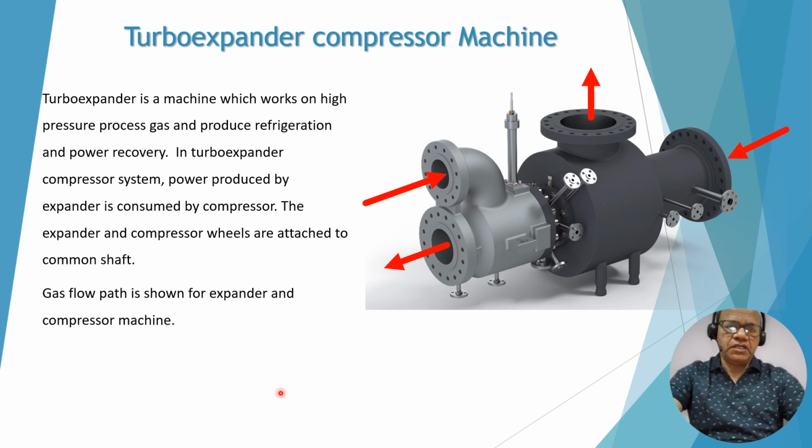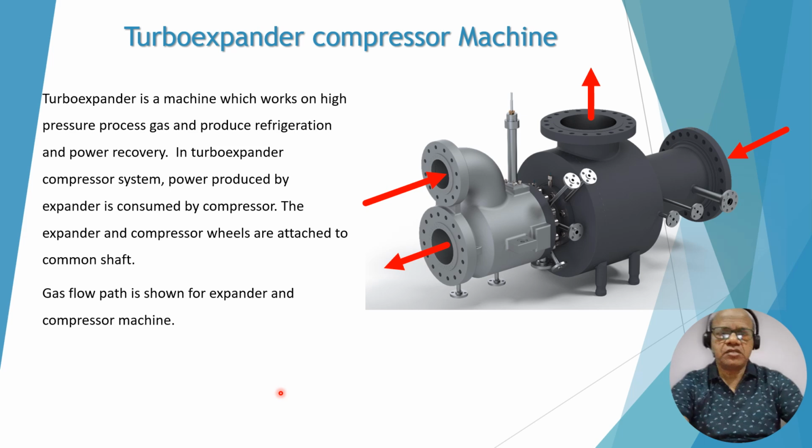The turboexpander produces power which is consumed by the compressor, because the expander wheel and compressor wheel are both attached to a common shaft. This is the flow path. High pressure gas comes into the expander, there is expansion of the gas in the expander, so low pressure, low temperature gas and power are produced. On the compressor side, gas comes in here and goes out at higher pressure.